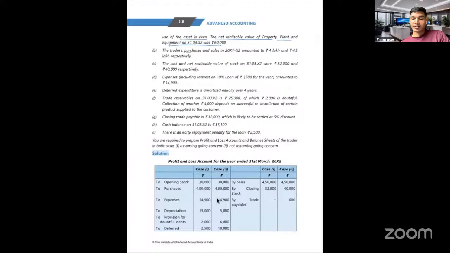60,000. The trader's purchases and sales amounted to 4 lakhs and 4.1 lakh respectively. The cost and net realizable value of stock as on 31st March 2022 were rupees 32,000 and 40,000 respectively. Expenses, including interest at 10%, amounted to 14,900. Deferred expenditure is amortized equally over 4 years.